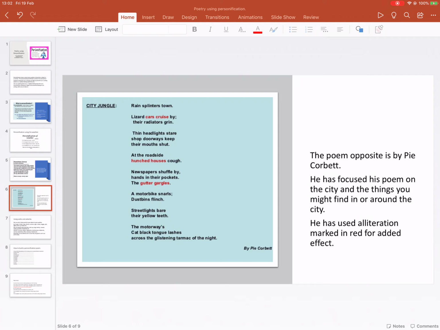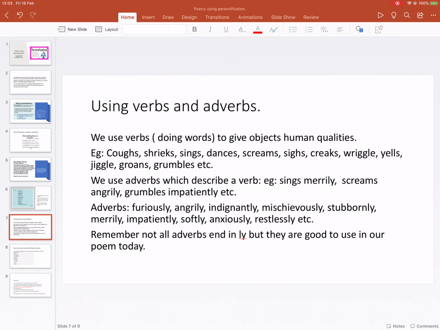So dustbins flinch or hunched houses cough. You wouldn't normally describe houses like that. Right, moving on. It's using verbs and adverbs that allow us actually to do this, to change it, to give an object feelings by giving it something we'd use, a word we would use for ourselves. So we use verbs, which are the doing words, to give objects human qualities.